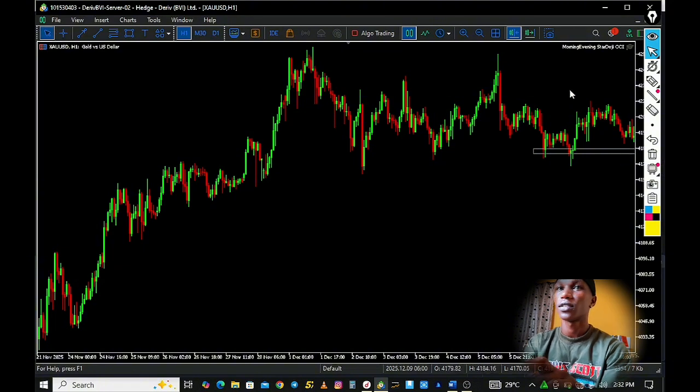Or we also have this zone right here. We're waiting for price to break out from here. If it breaks out from that zone, we wait for it to come back and we become buyers. So you're going to buy from here, or you wait for it to break this structure and then we become buyers.